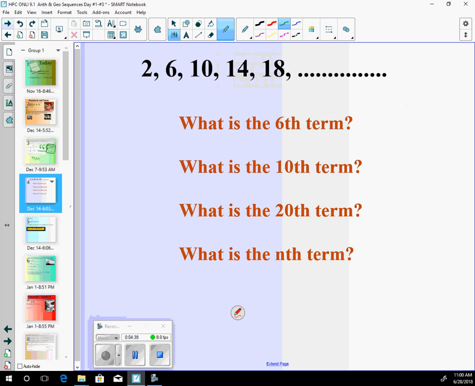So let's take something that looks kind of convenient. We have 2, 6, 10, 14, 18. What are we doing each time? We're adding 4. Okay? Since we're adding the same amount each time, we should be able to predict what the 6th, 10th, 20th, and maybe the nth term will be. And you can do that if you pause the video.